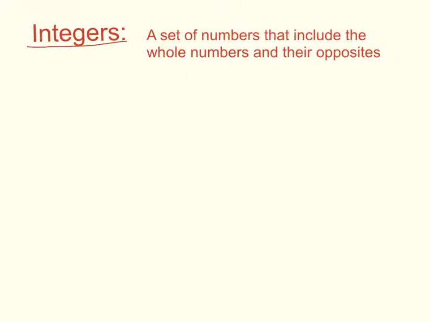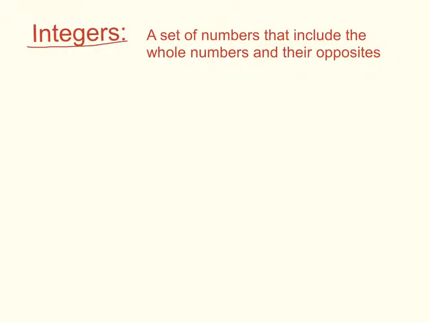Okay, so skip a line from where you left off. The next thing you need to know is what an integer is. We're going to be using that term a lot. So I want you to write the word integer, underline it, and let's put the definition next to it. Integers are a set of numbers that include the whole numbers and their opposites. And I'll explain what that means once you've written that down.